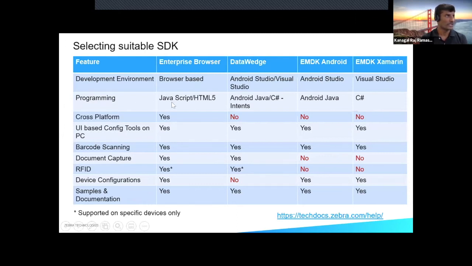Programming-wise, enterprise browser uses JavaScript. DataWedge utilizes intents. EMDK Android is Java, and Xamarin is C#. If you're looking for an application to be cross-platform, definitely enterprise browser is an option for you to develop an application which works across the different OS.